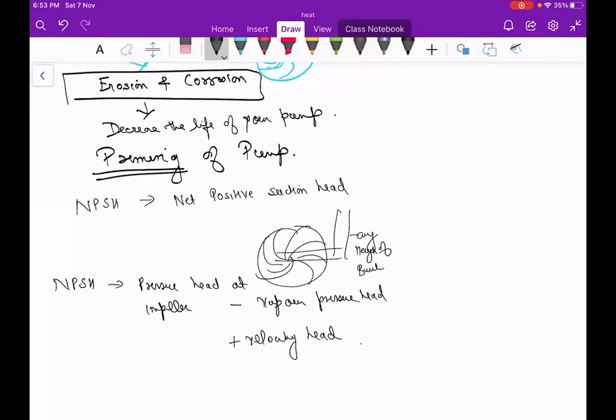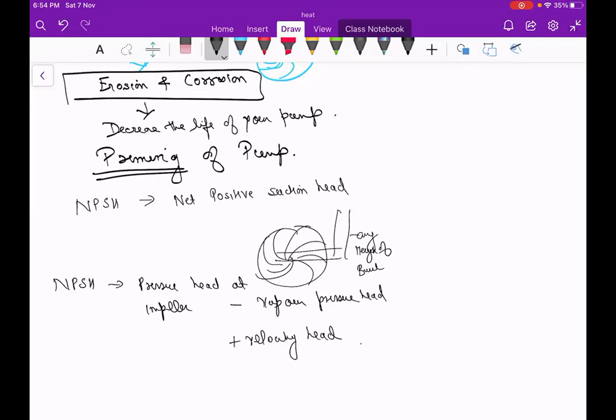When your vapor pressure is more than the suction pressure of your fluid, the fluid will boil. Once the fluid boils, there will be the formation of vapors or bubbles, you can say. Those bubbles will go and strike the impeller. When they strike the impeller, a crackling sound will come and they will first erode the impeller, and after that they will corrode it. After that the pump will not be able to throw the fluid, so after some time your pump will stop working.